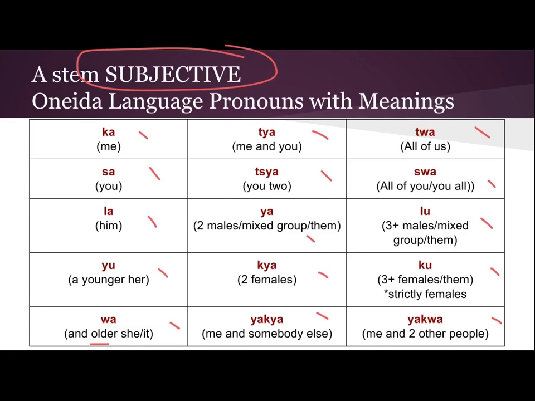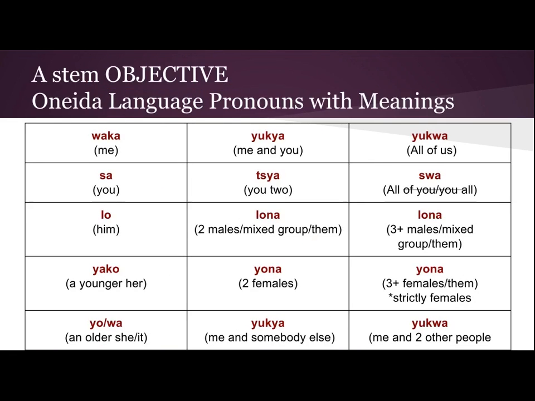We also have the meanings for our objective, and if you look at this page, the meanings are exactly the same, only the pronouns are different. So waga in this case is me, za is you, lo is him, yago is her, yo or wa can be she or it, yungya is me and you, ja is you two, lona is two males, yona is two females, yungya means somebody else, yungwa, all of us, swa, all of you, lona can be three or more males, yona is three or more females, and yungwa is me and two or more other people.